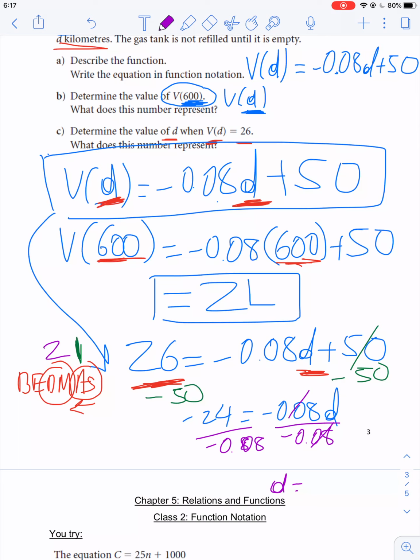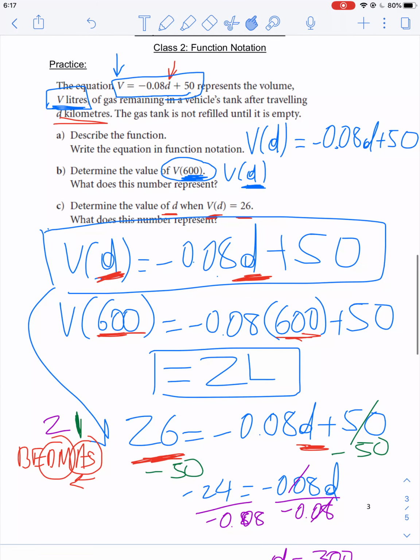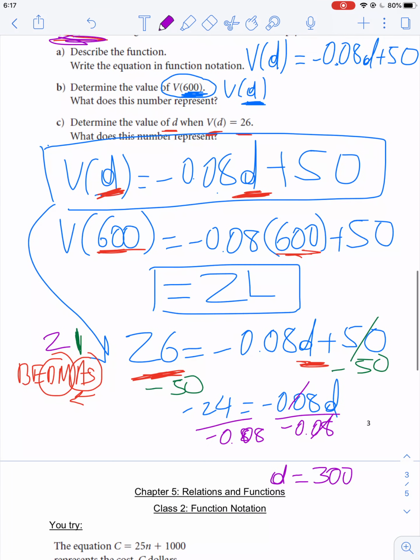Then I'm just going to squeeze it in here. Okay, so you divide 24 by minus 0.08. That gives you 300. Okay, 300. And if you want to put the units, remember D, let's go back to the question. D is given in kilometers, so it will have to be 300 kilometers.